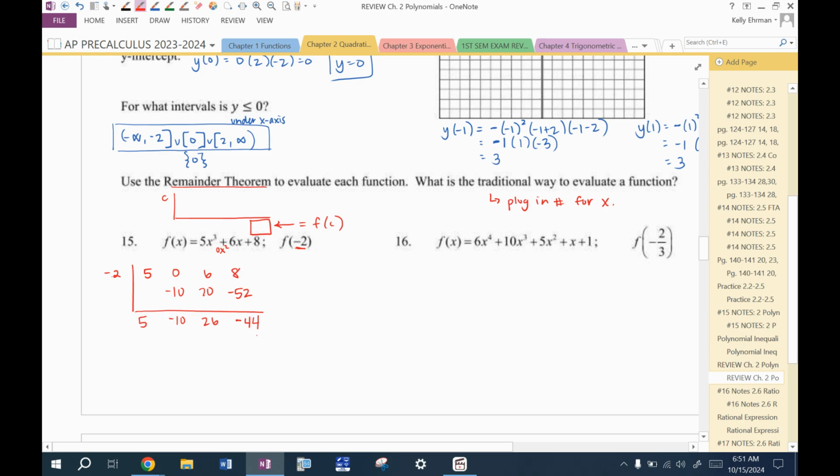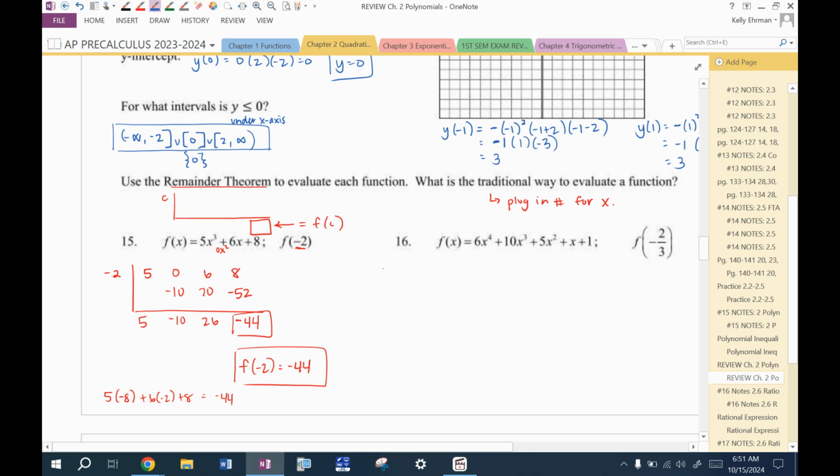Yeah. And again, this is the answer. So f of negative 2 is equal to negative 44. If you had extra time left over, you could go back and check. It should be that 5 times negative 8 plus 6 times negative 2 plus 8, that should also equal negative 44. So it's not that one is always easier than the other, but this is just kind of a nice way to evaluate a function as well.